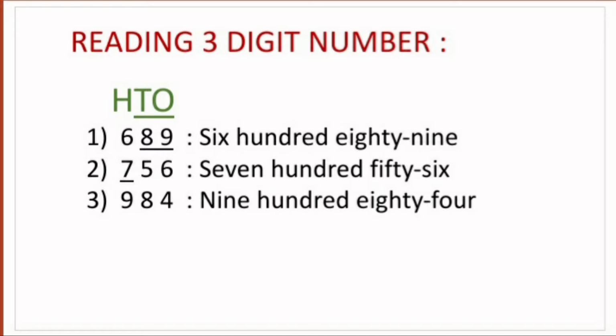Now come to the next question, that is 984. The digit in the hundreds place is 9. So add 100 after 9. So it becomes 900. First step. Now the second step, you will merge the last two digits and read it. 84, you know that it's 84. So now you have to write the number as 984.